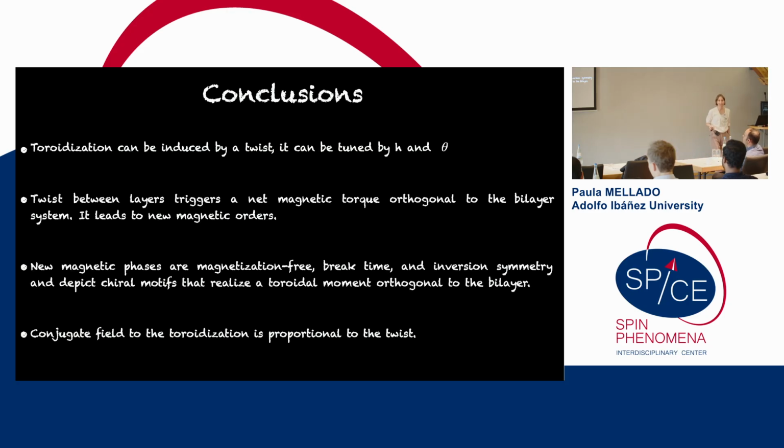With that, I leave you with the conclusions. Toroidization can be induced by a twist, and it can be tuned by H and theta. Twist between layers triggers a net magnetic torque orthogonal to the bilayer system, and it leads to new magnetic orders. New magnetic phases are magnetization free. They break time and inversion symmetry and display chiral motifs that realize these toroidal moments, and the conjugate field to the toroidization is proportional to the twist angle.